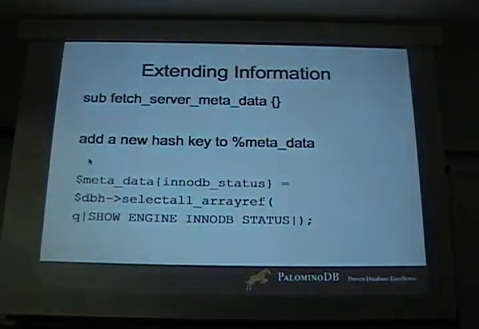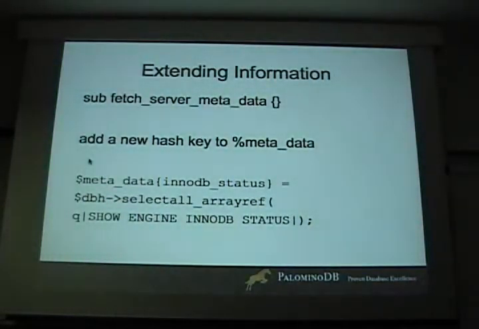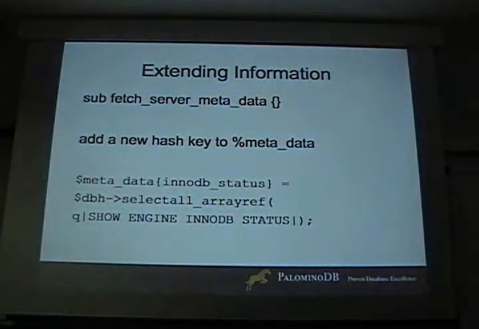Now, show engine innodb status is not very good query output. It's one row, I think, like one column, and it's all in one column. So it's not a very good key-value pair in that sense. But you can do select from information schema tables or performance schema. You could do that in 5.5. So it's very powerful.